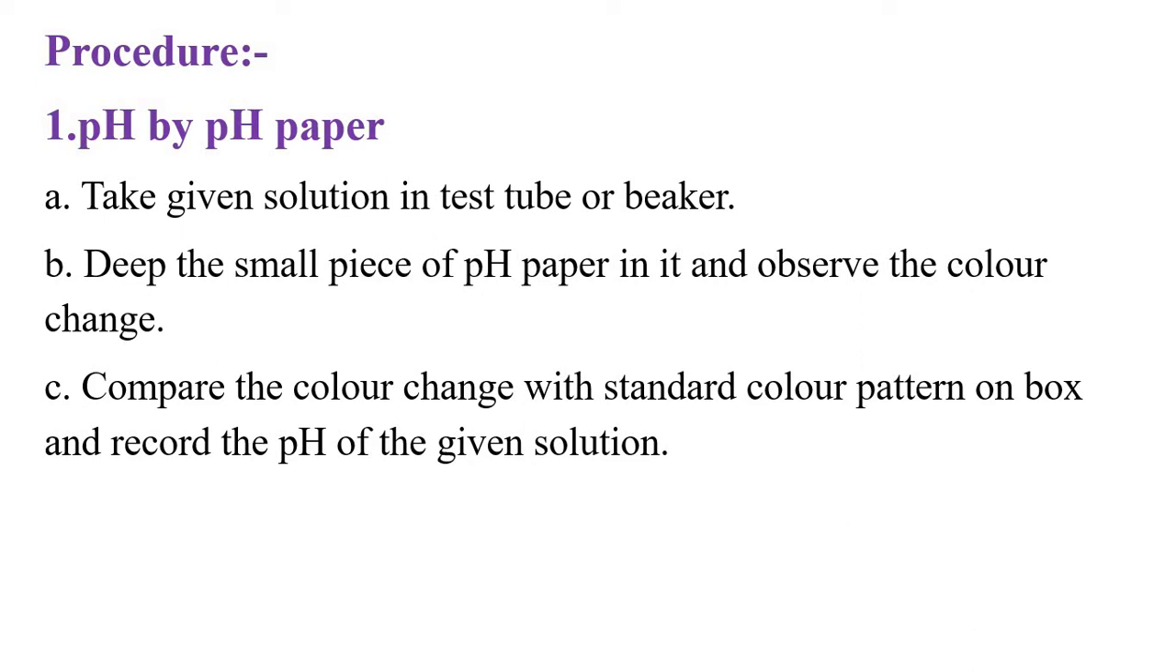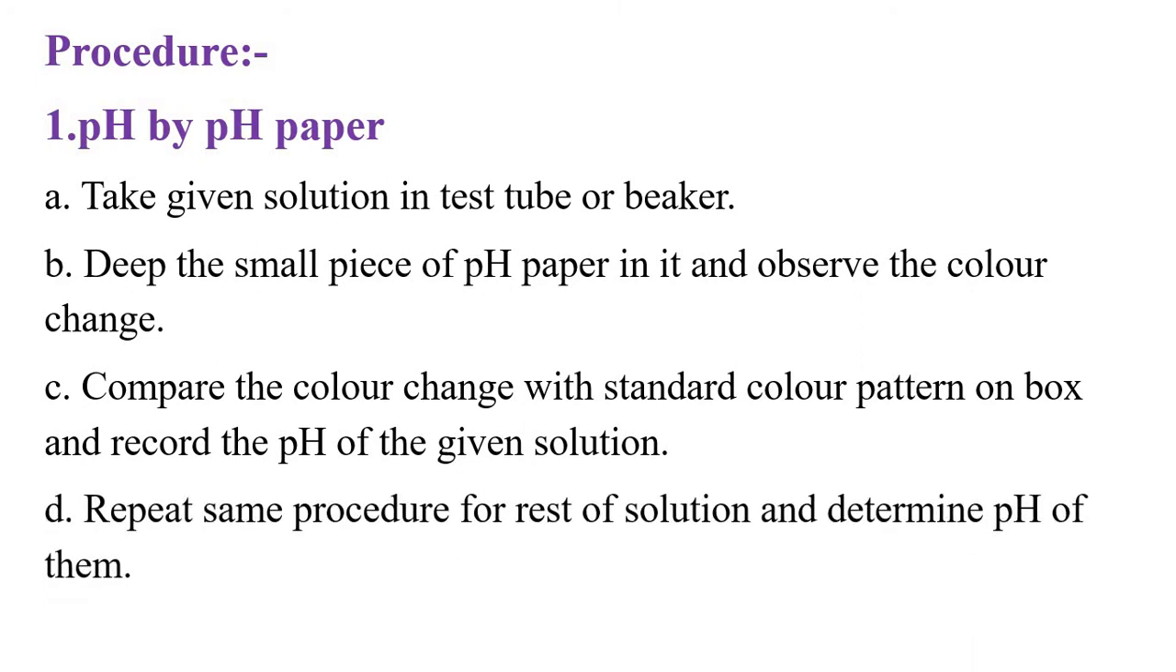Then compare the color change with the standard color pattern on the box and record the pH of given solution. So for this pH paper, there is a box in which the pH strips are available, and on the box there is a color pattern or color strips for writing the pH value. Then you have to repeat the procedure for the rest of the solutions and determine the pH of given solutions.